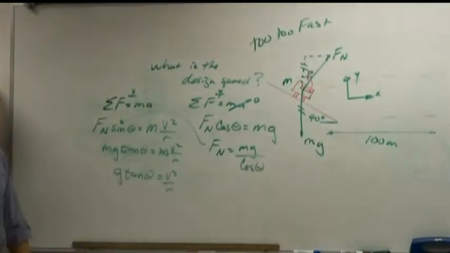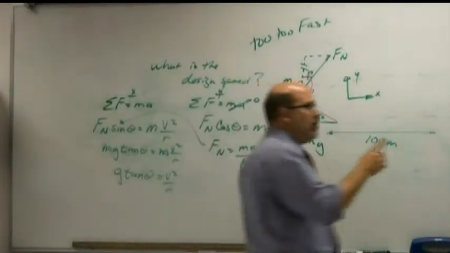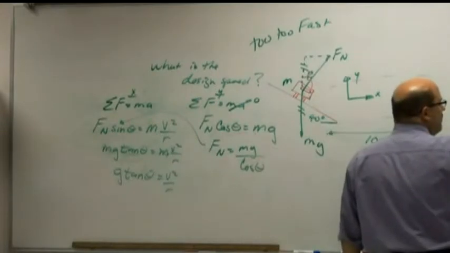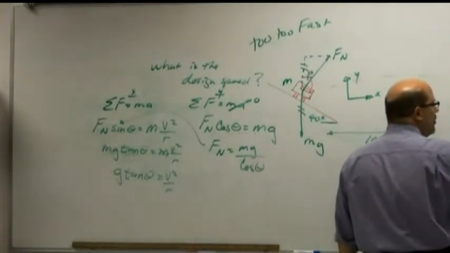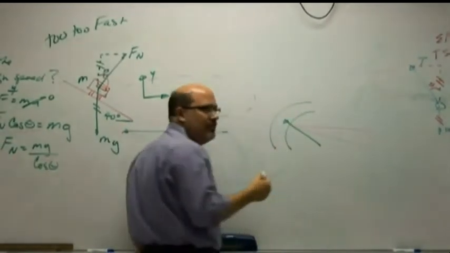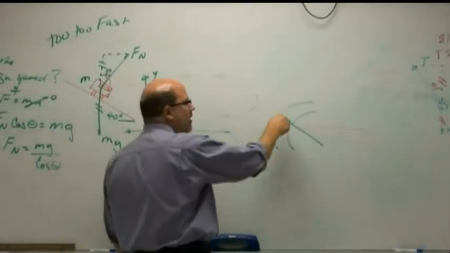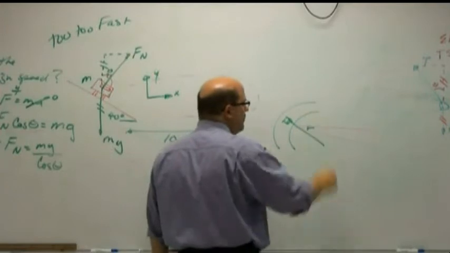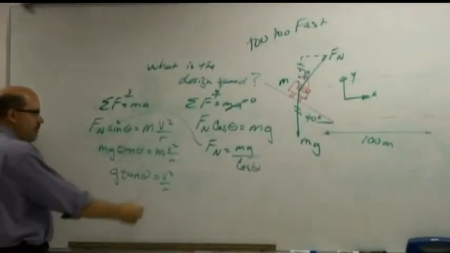Where does that radius end, though? If you're looking at it from the top, it would be like this. If this is the turn, then from here to the center, wherever the car is, that's your radius. Okay. So let's say that that's 100.